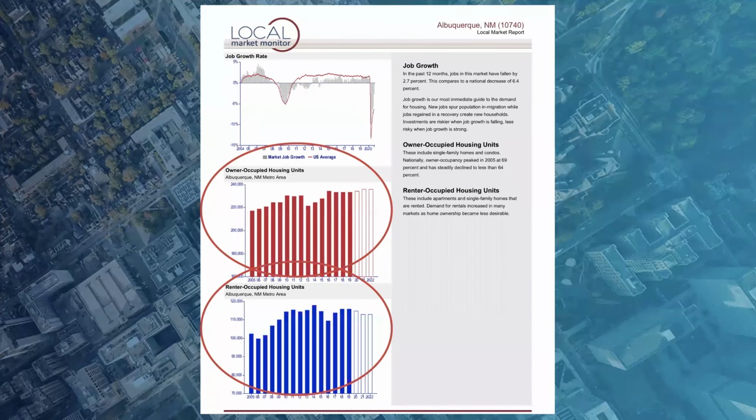The next charts show owner and renter occupied housing and our forecast. Looking closely, there are twice as many owner occupied units as there are rental units in this market. Note also the rapid increase in rentals before and during the 2008 recession when home prices were very high.